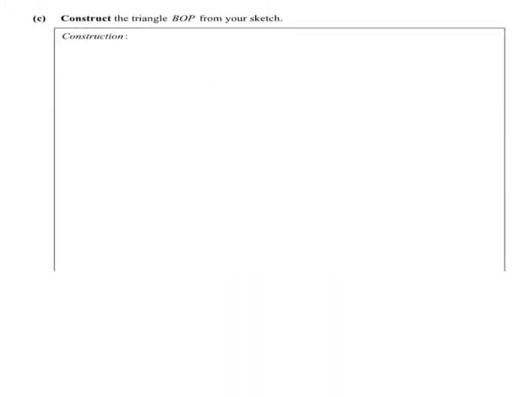Part C. Construct the triangle BOP from your sketch. So in this space here, we will draw our construction. The construction is very different from a sketch. Construction has to be accurate. And we must use our maths equipment or our maths tools to draw construction. So we'd have to use a ruler, a compass, a protractor, a pencil, and we would have to show all our construction lines. And we don't ever rub out our construction lines.